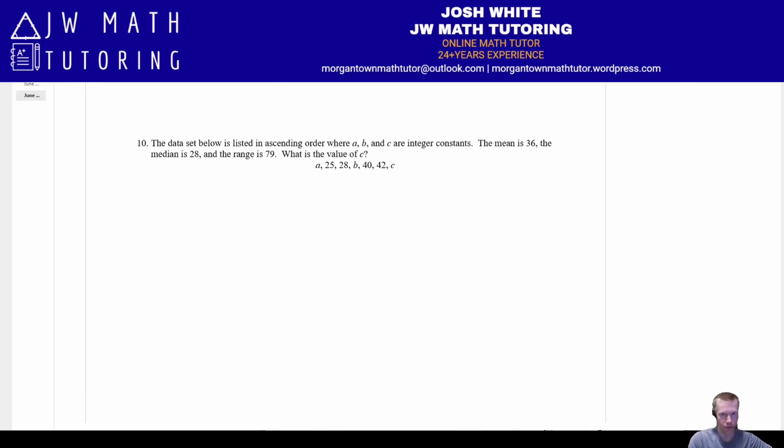So, theoretical approach, first of all, notice here we have 7 numbers. Therefore, this b that's directly in the middle, because it's 3 on either side and 1 in the middle, is going to be the median value. Therefore, b is equal to 28, okay? Because it tells us the median's 28. All right, so now we know that a, 25, 28, 28, 40, 42, and C are what make up our data set.